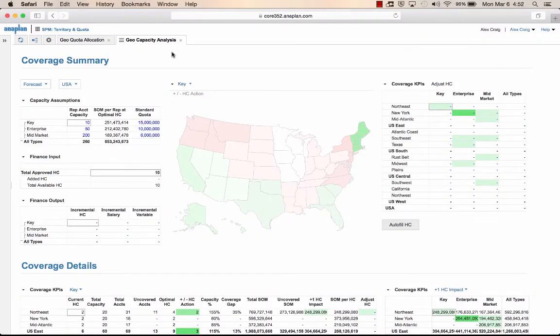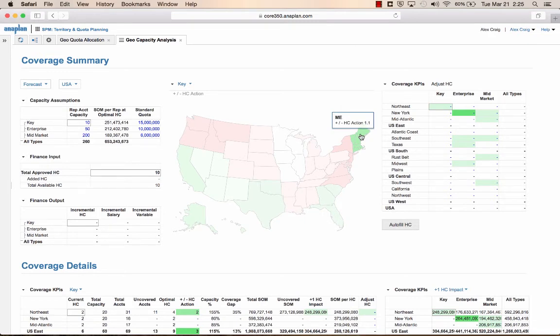Our goal here is to make the most intelligent hiring decision possible. We have 3 different types of reps, and we must decide where should we hire our reps and what role should they have. If we take a look at our map in the middle, we can see the suggested headcount in each of our regions that would put us at full capacity. For example, to achieve optimal coverage in the Northeast, we should hire 1.1 additional key account reps.